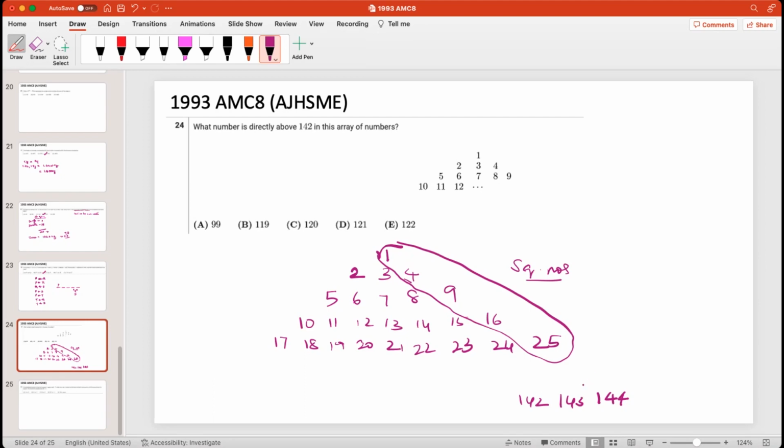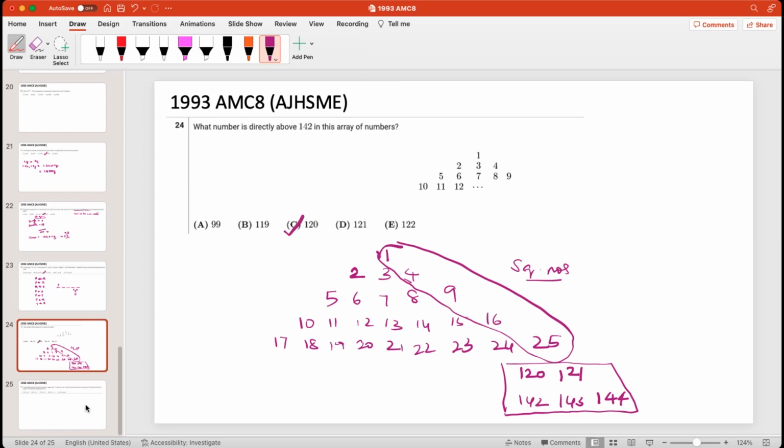So in the previous line, right? So that will be 121. Okay, and it will be 1 to the left of 121. So here it will be like this, 120. Got it? So this is how it will come. So 144, 142, and above 142 you will have 120. So here is your answer, C, 120.